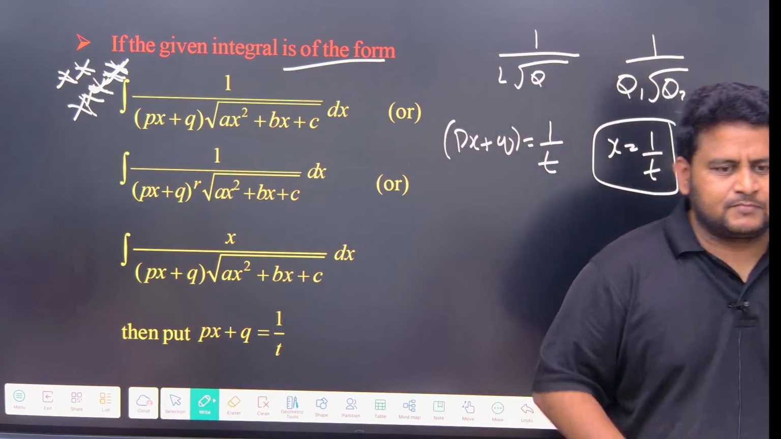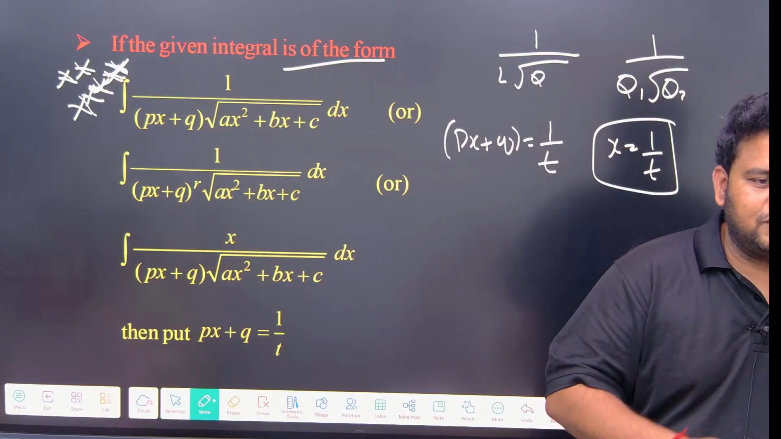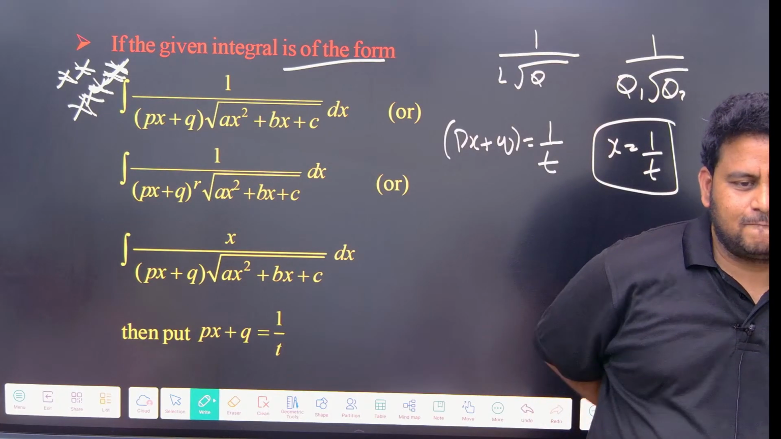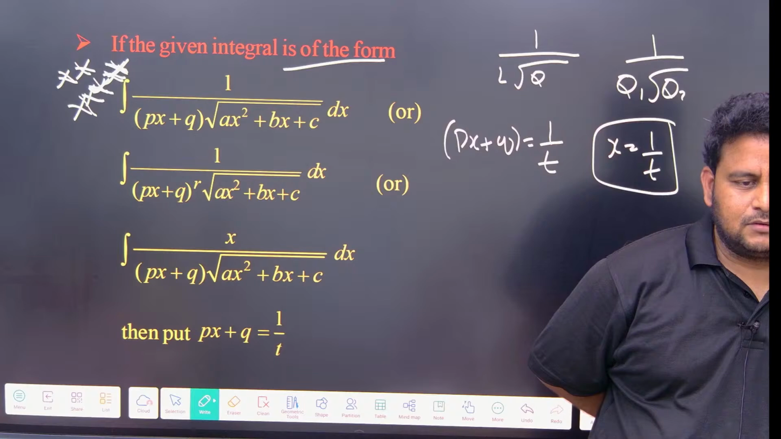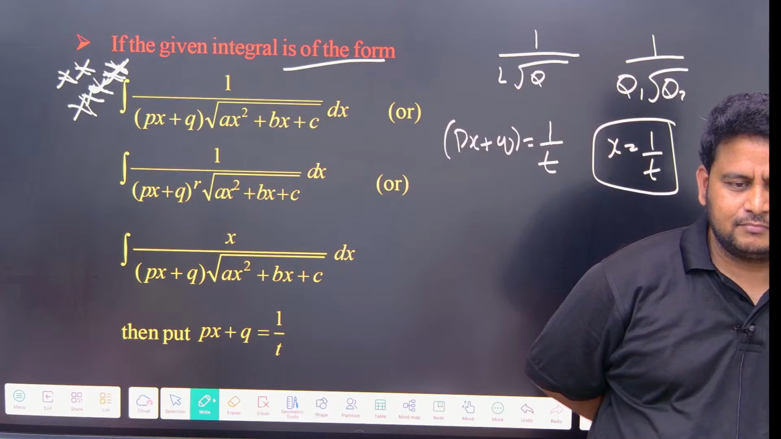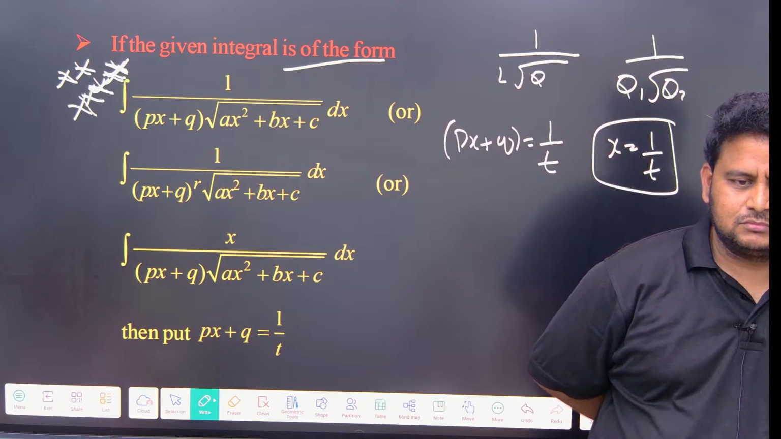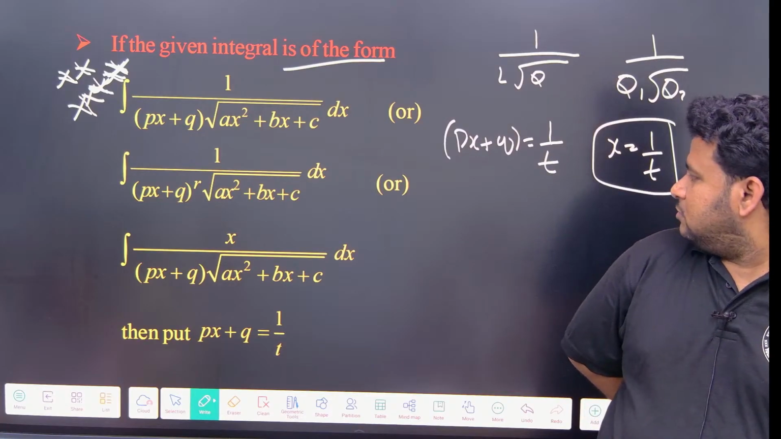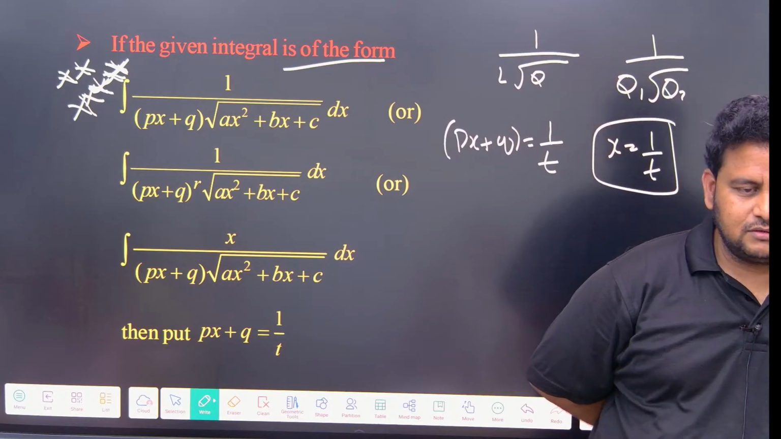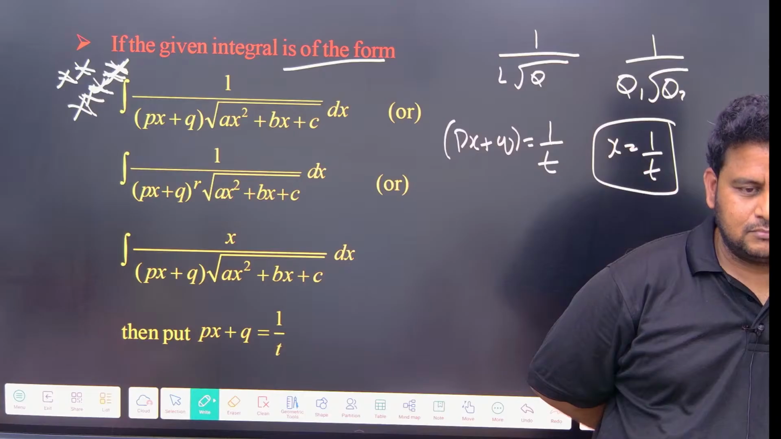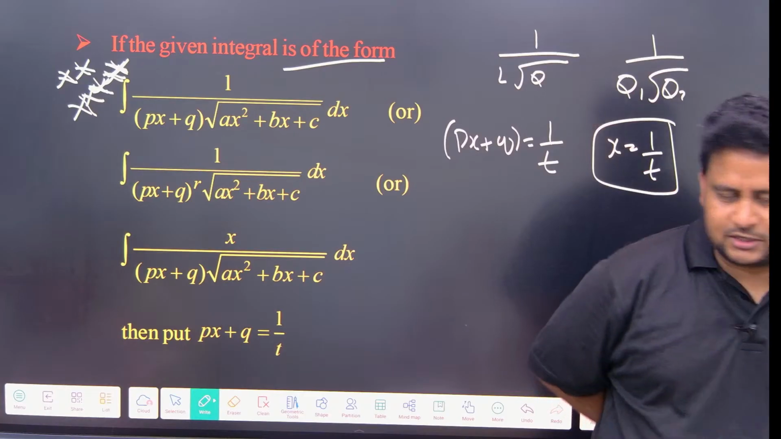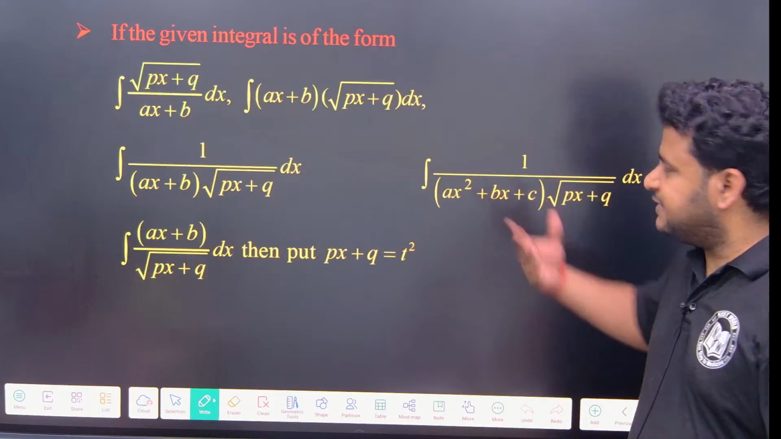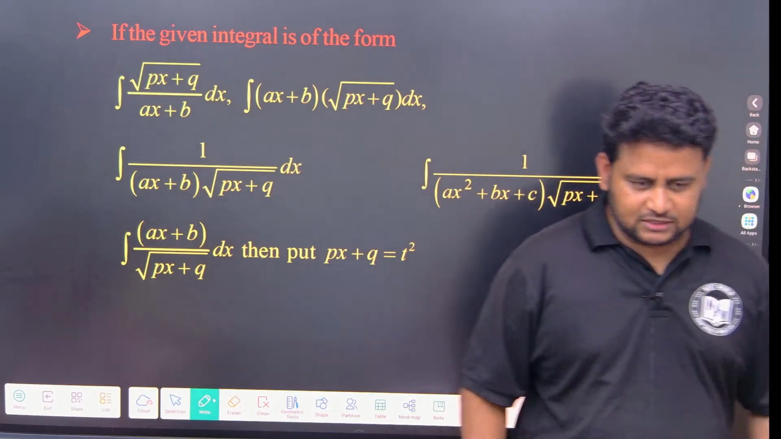Then tell me what I am telling. Repeat. Bhavani, you tell me what we should do. When there is linear into quadratic, we should do what? Px plus q equals 1 by t. When there is square root of quadratic, x equals 1 by t. This you have to remember.